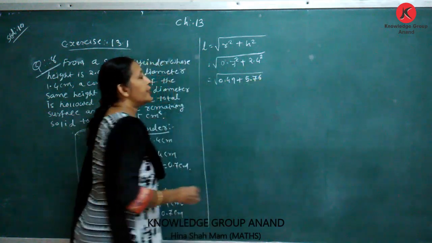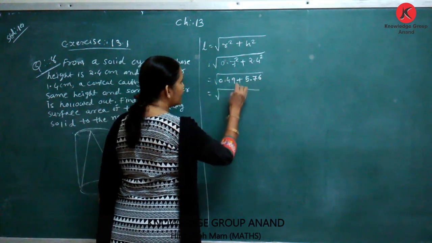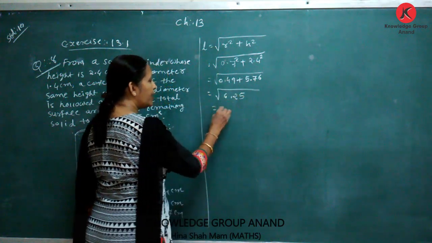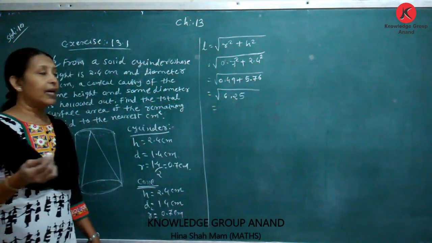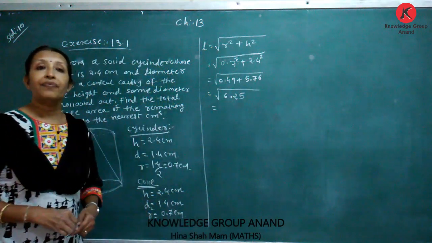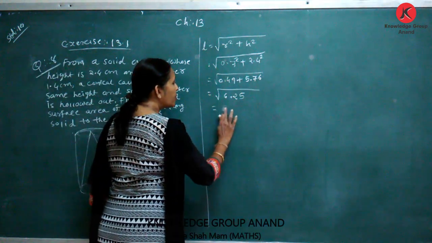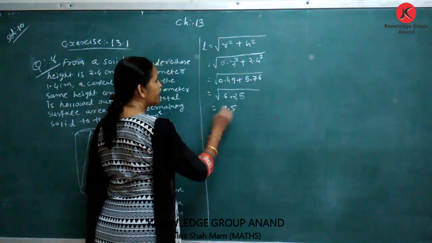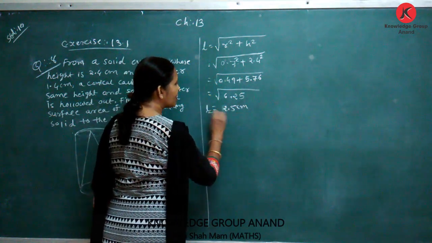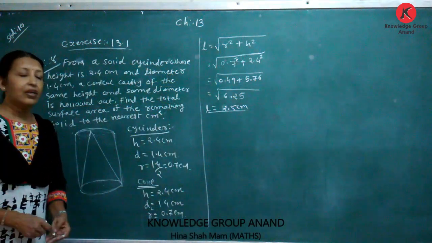Then we get 6.25. 625 is the square of which number? It is the square of 25. Then we write the square root of 6.25 is equal to 2.5 centimeter. Here all the units are centimeter. L is equal to 2.5 centimeter. We find L.